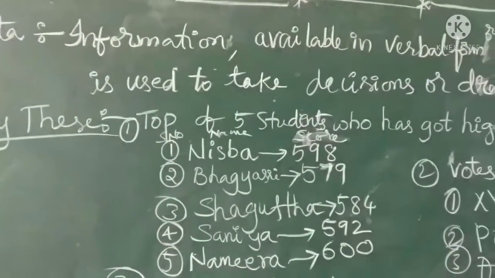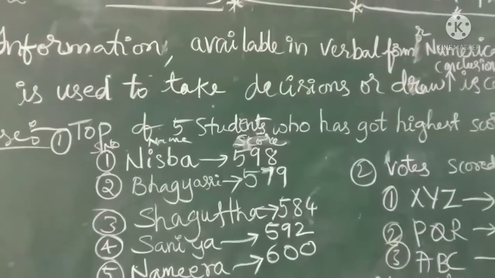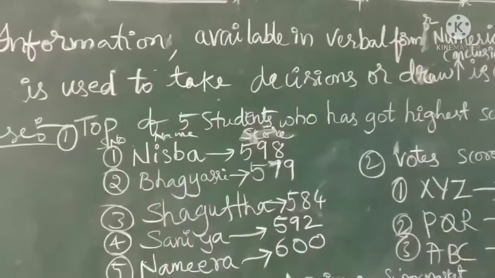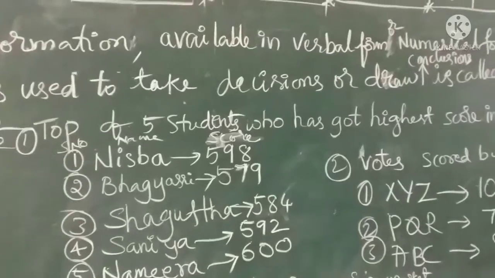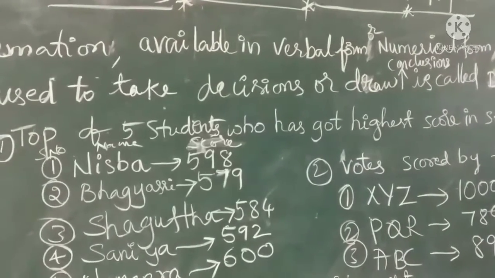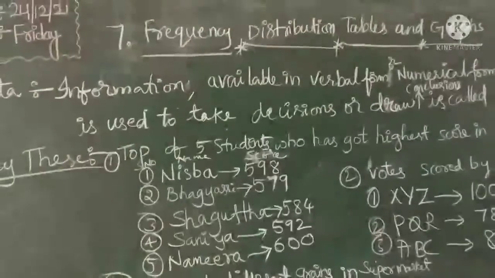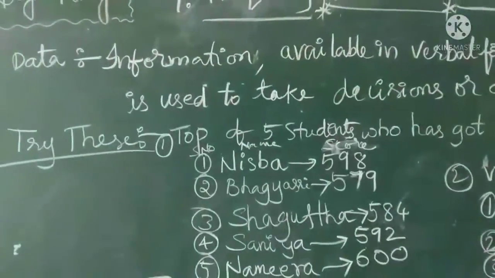Data. What is data? Information available in verbal or numerical form or graphical form, which is used to take decisions or draw conclusions, is called data. Now try this on page number 151.